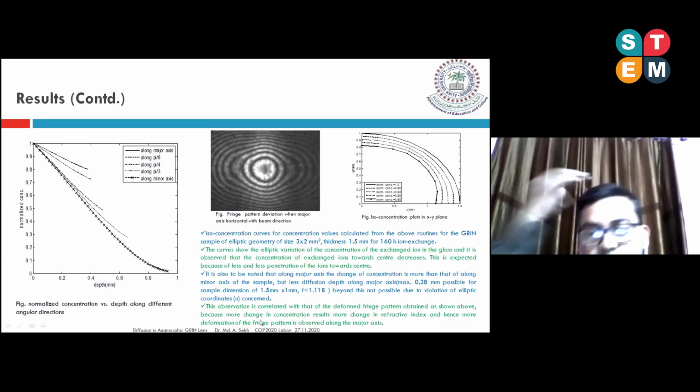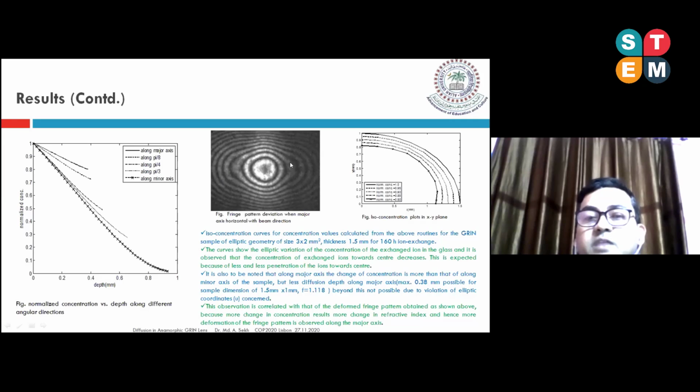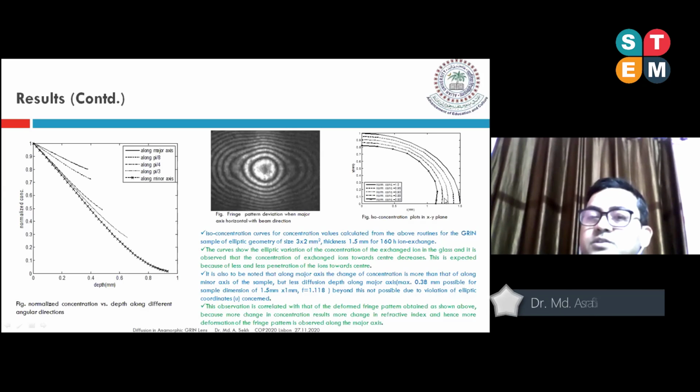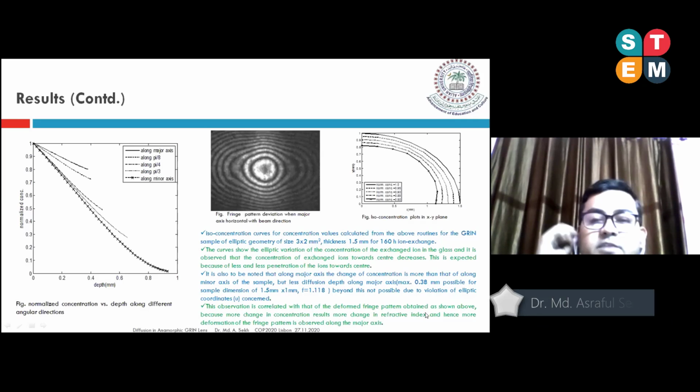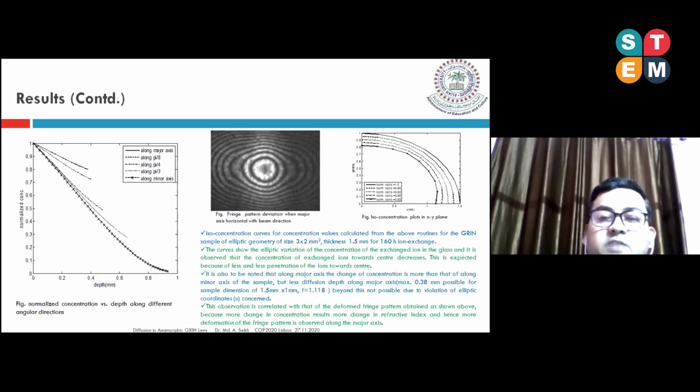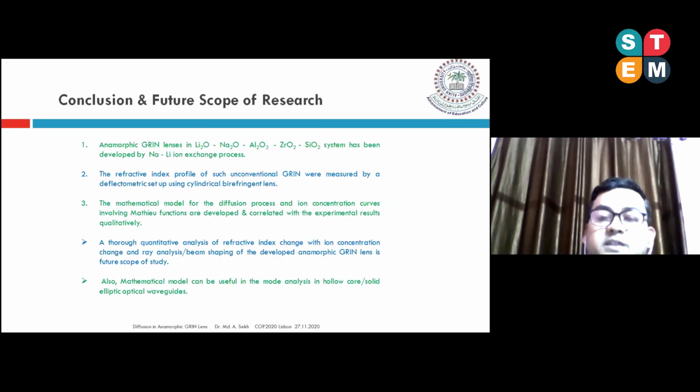And this observation is basically correlated with this deformed pattern, and you see along the major axis, the changes or deformation are thinner, and along the minor axis it is less, which is correlated with the help of this iso concentration curve, which is also showing some sort of variations over here. So basically, we did up to this, and we have published this work in the Optics Communications journal.